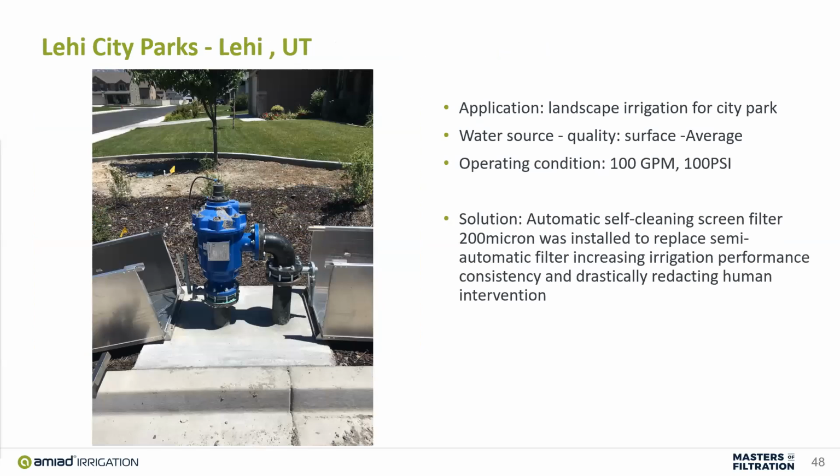This is the filter mat in a bell housing, which is a little bit more compact, still handles a pretty good amount of water. And this one again is a city park that has surface water, or pressurized irrigation water, I should say. And they were constantly having to clean the filter that they had there, which was manual. So putting in a fully automatic for them was a great option and saved them a lot of time and effort.